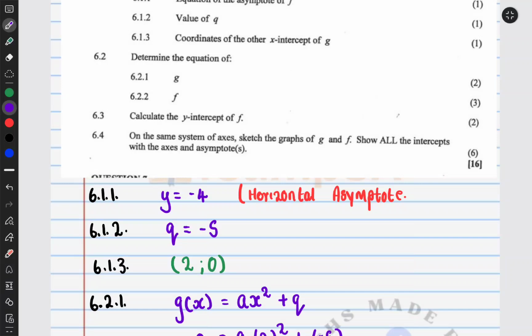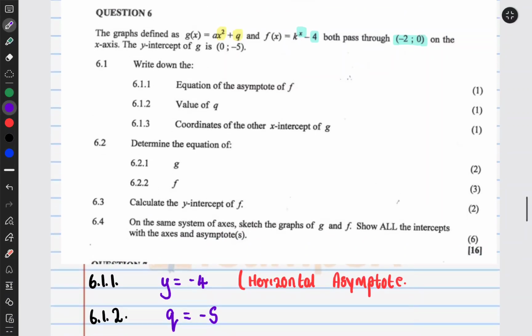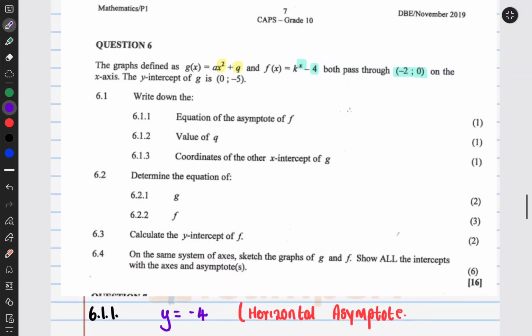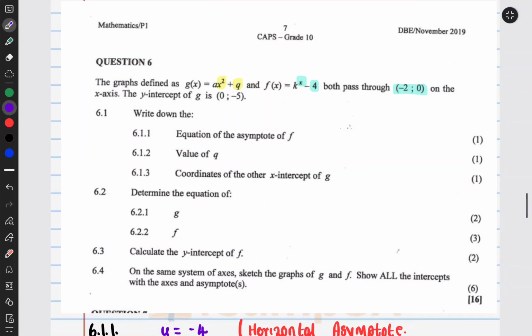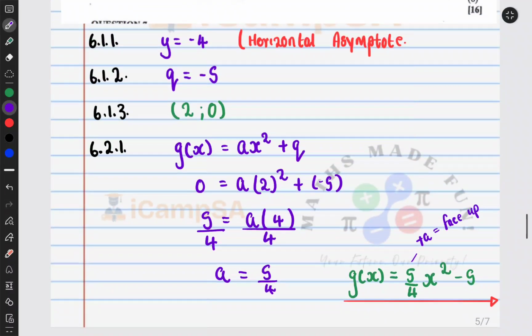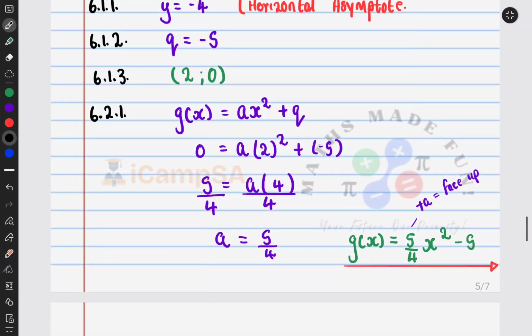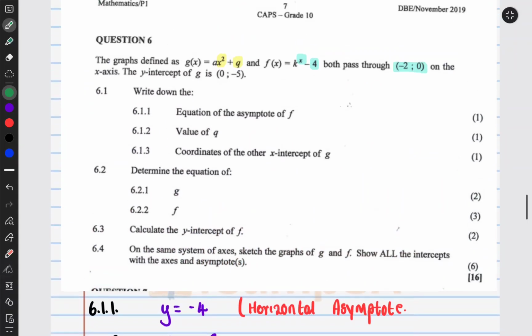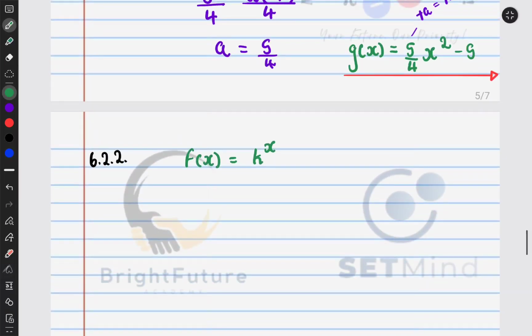Okay, and then from there we're asked to determine the equation of f, the exponential function. What do we have missing there? It is the value of k. This is 6.2.2. So f at x is equal to k to the power x minus 4.